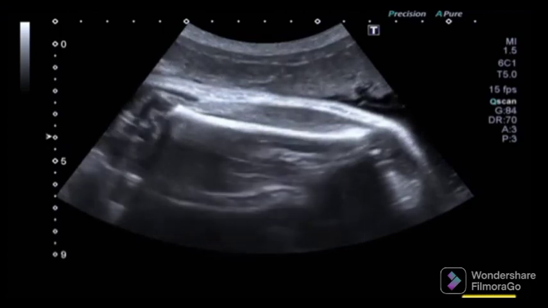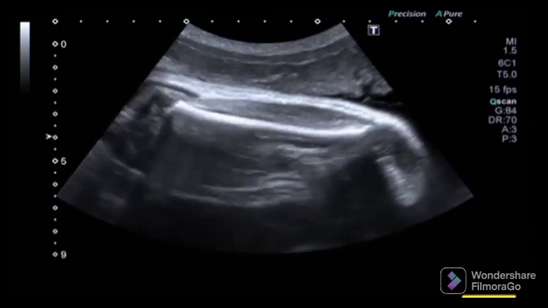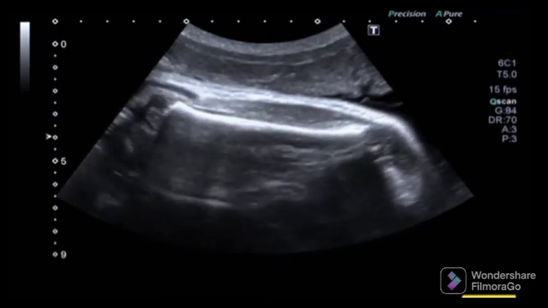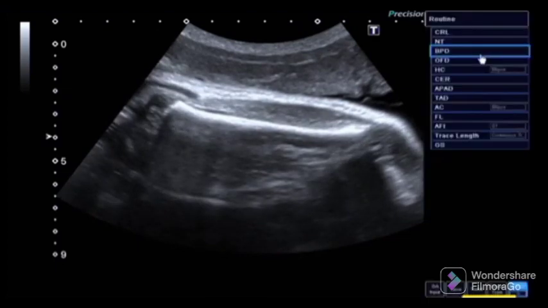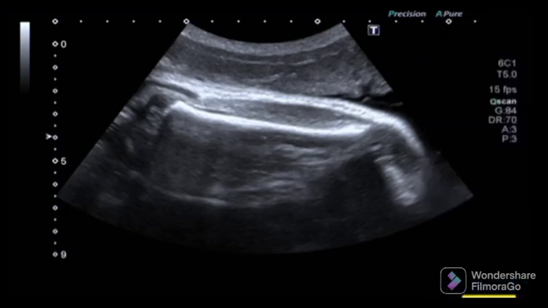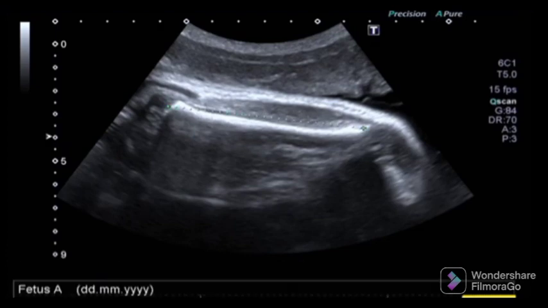Make the femur lie at a slight angle, 5 to 15 degrees to the horizontal plane, to easily define the endpoints of the femur. Once the image is satisfactory, the calipers should be placed on the outer edges of the femoral bone, excluding the trochanter.